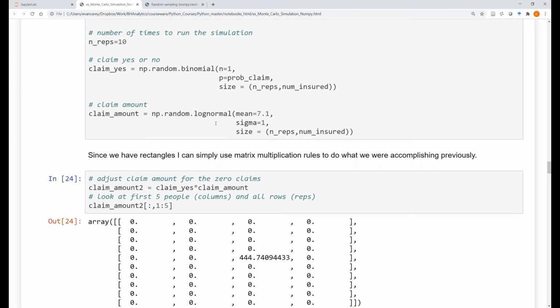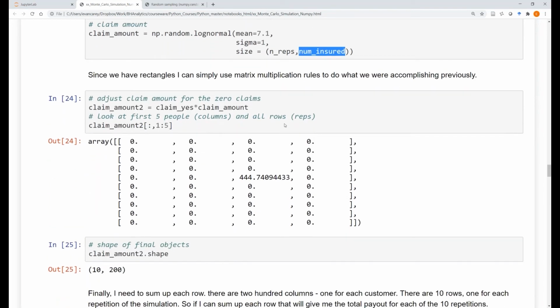Same thing with our log normal claim amounts. We've got a size here of reps by number insured. So again, that's going to be 10 by 200. That'll give us our 10 simulations. So now that we have rectangles, it's actually pretty easy to just use matrix multiplication rules to do what I did before when we just had a single number.